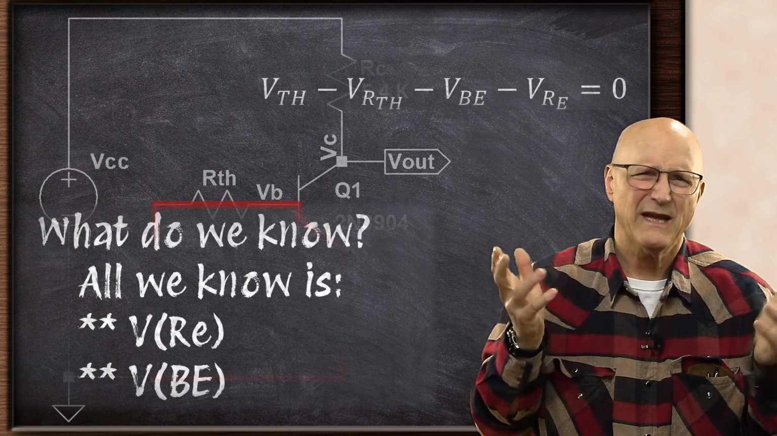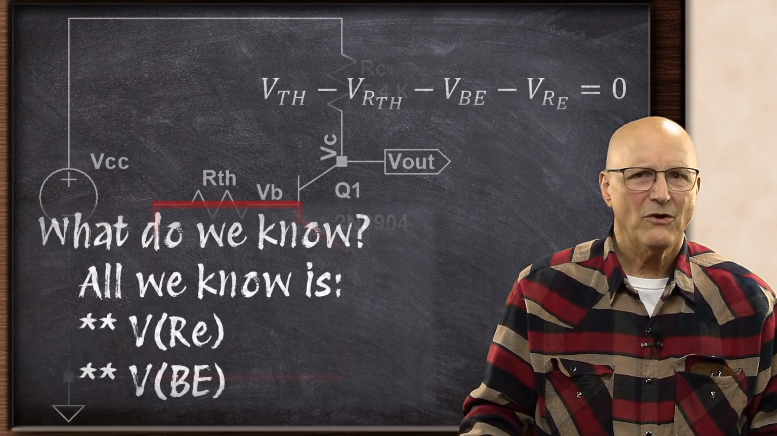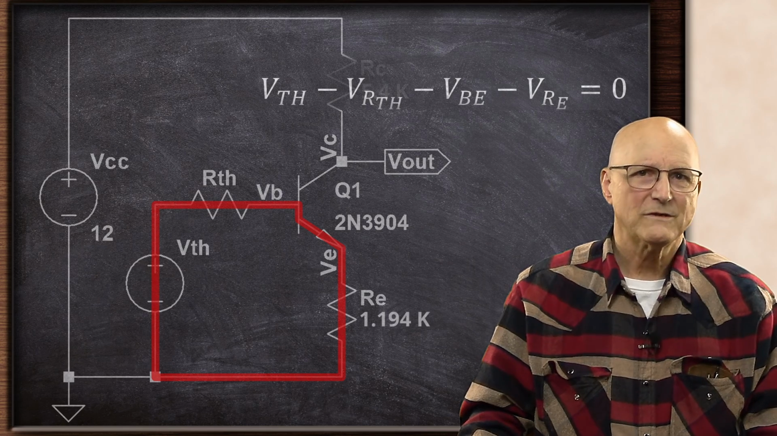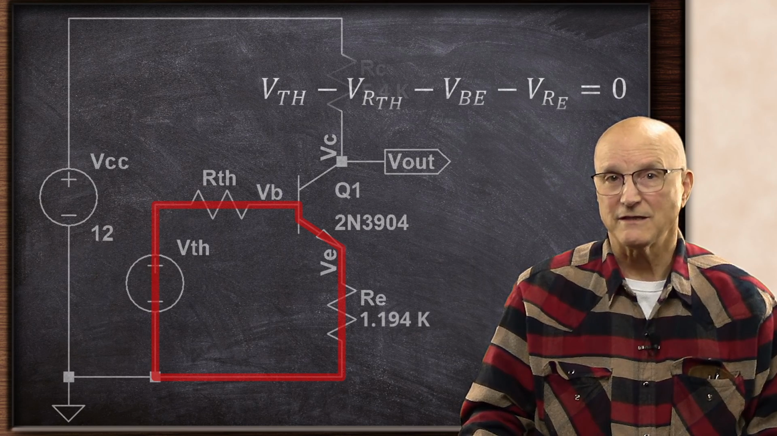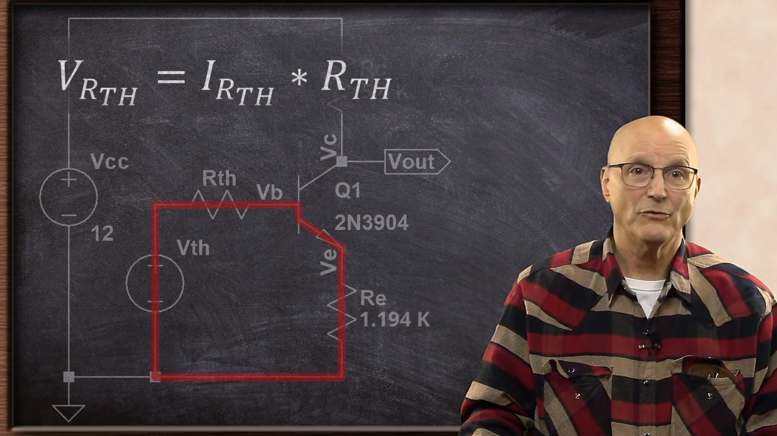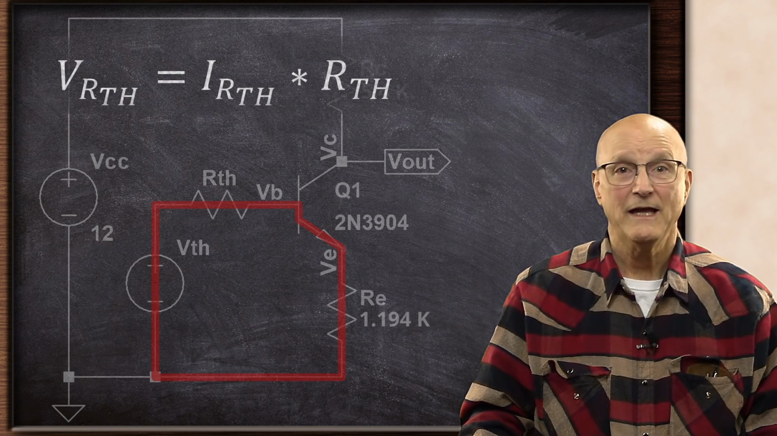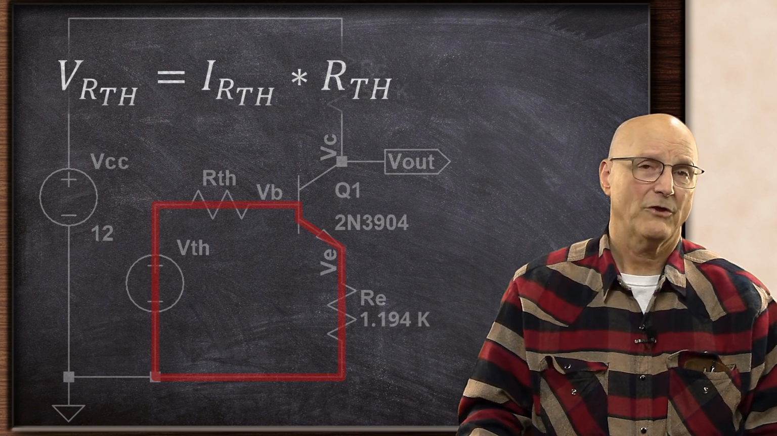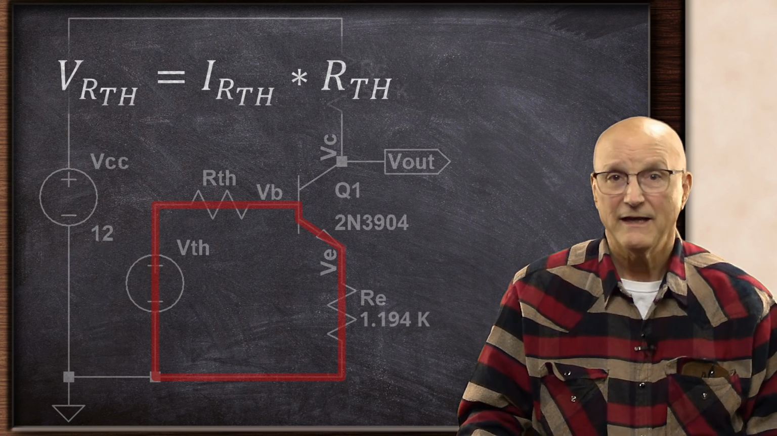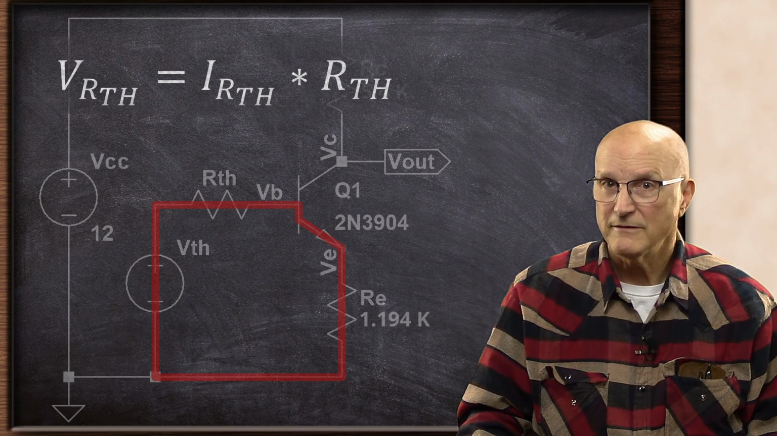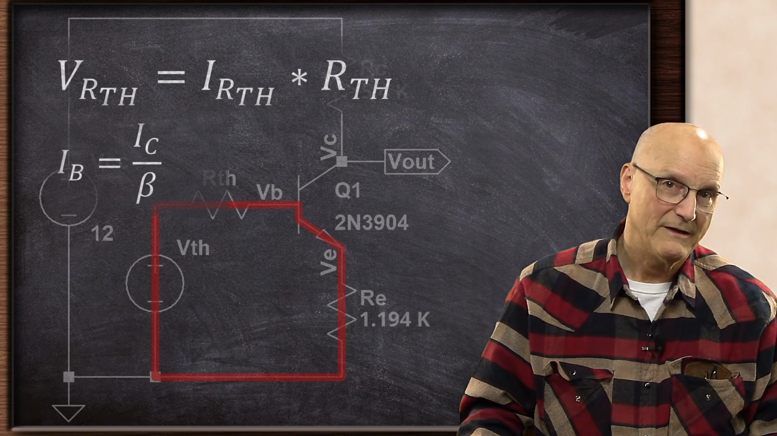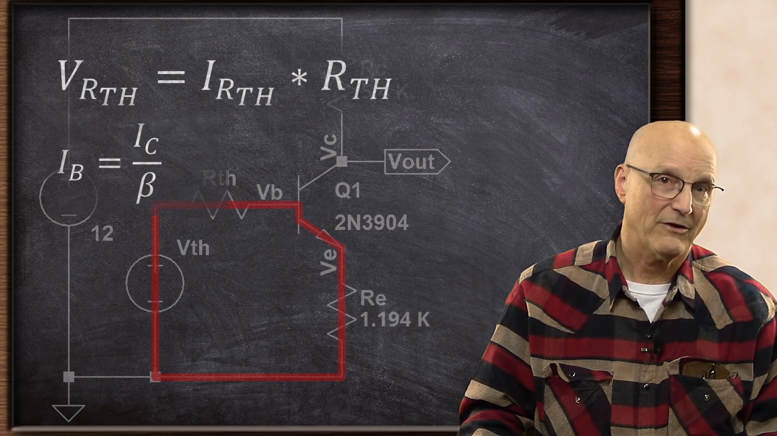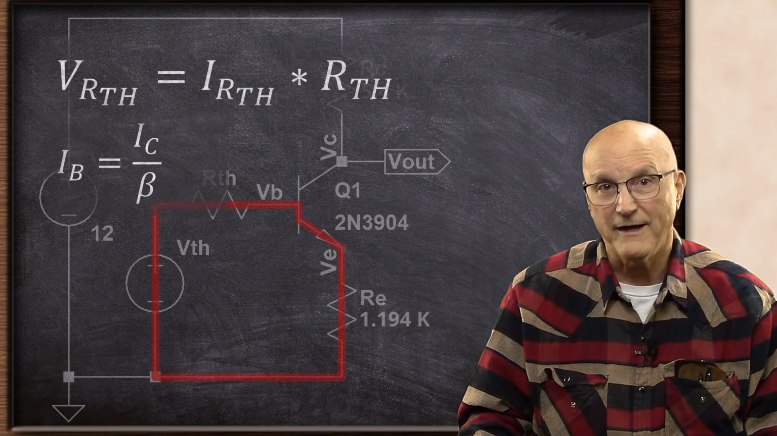So how do we get at the rest? Let's go at this one piece at a time. We start with Ohm's law and the Thevenin resistance. And it tells us that the voltage across the Thevenin resistance is equal to the current through it times the value of it. Well, the current through the Thevenin resistance is the same as the base current, and we know the base current is equal to the collector current divided by the DC current gain of the transistor, beta.